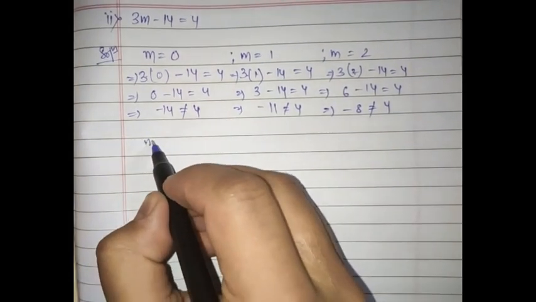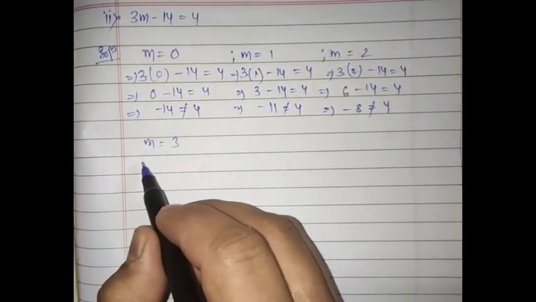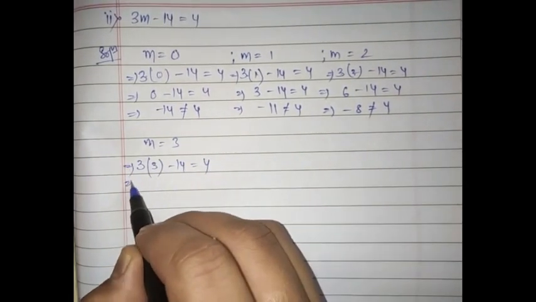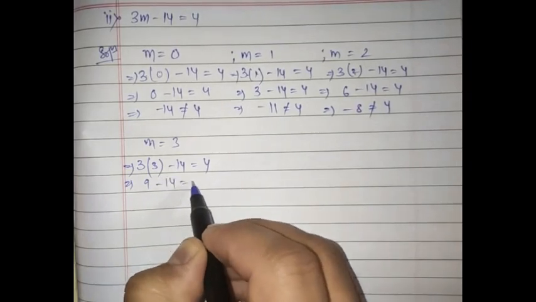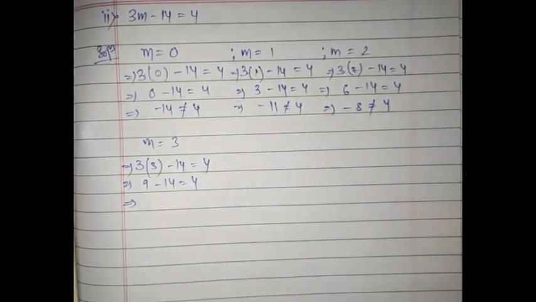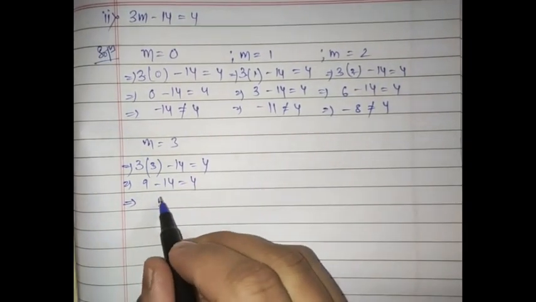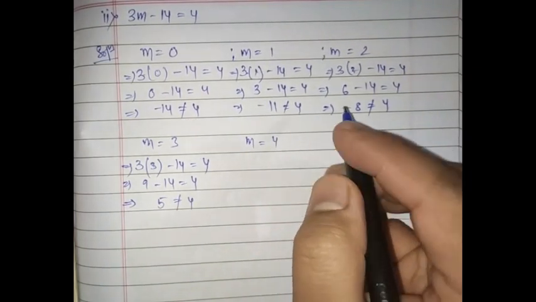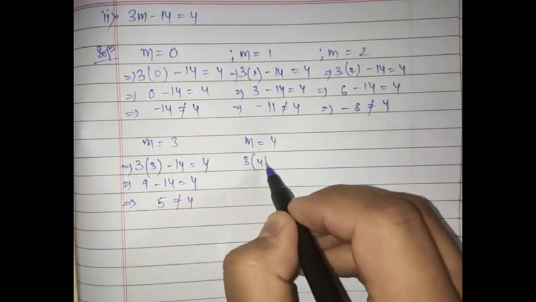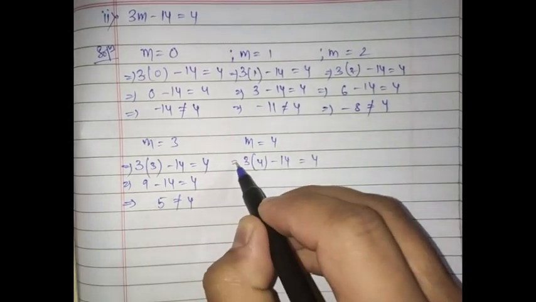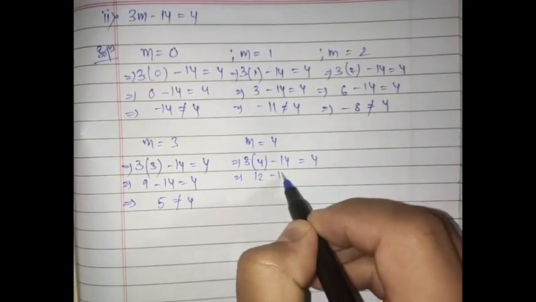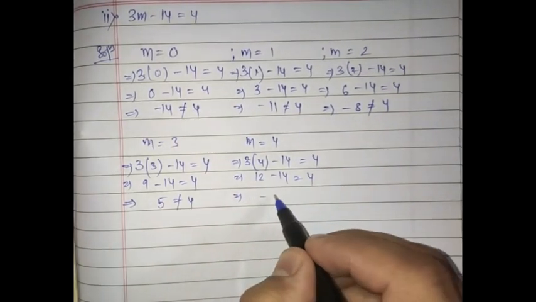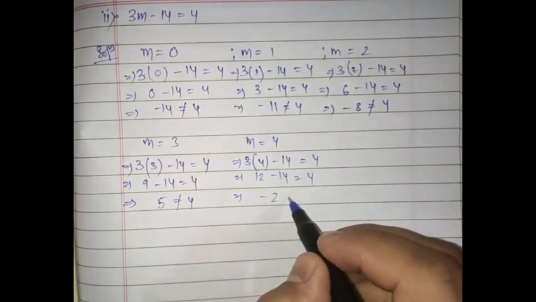Let us try with the value 3. 3 × 3 minus 14 is equal to 4. 3 × 3 is 9, minus 14 is -5, which is not equal to 4 again. Proceeding forward, putting the value of m equals 4. 3 × 4 minus 14 is equal to 4. 3 × 4 is 12, minus 14 is -2, which is not equal to 4.